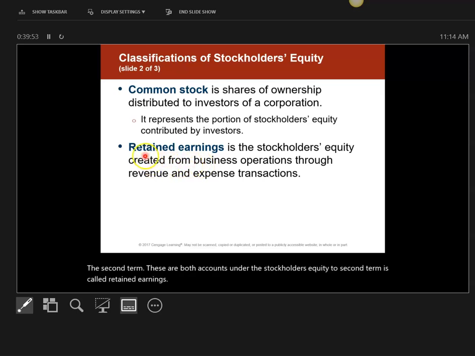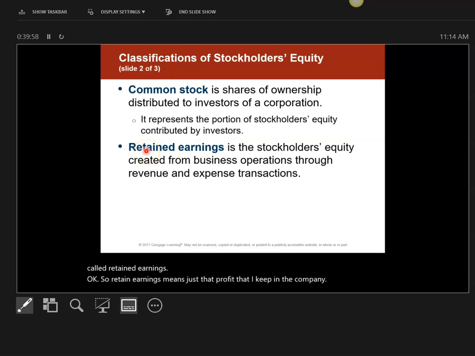Okay, so retained earnings means just that. Profit that I keep in the company. Retained earnings is the amount of profit after you have paid all of your expenses, including dividends. So remember, here's something extremely important to write down. A brand new company's beginning retained earnings is always zero. A beginning company's retained earnings is always zero in the beginning.